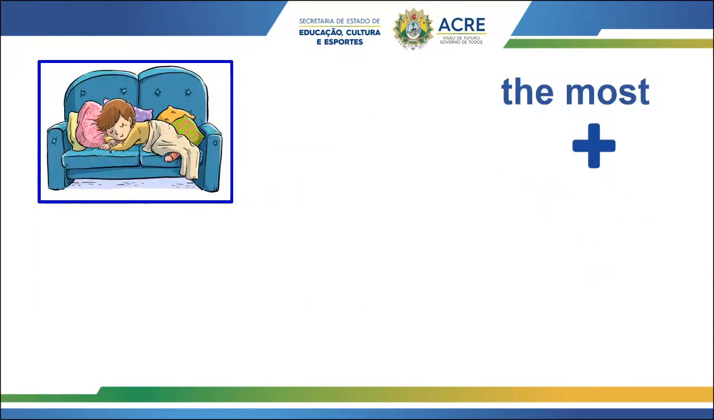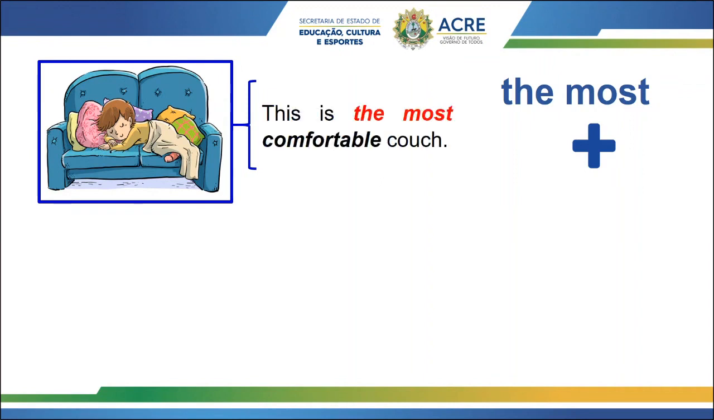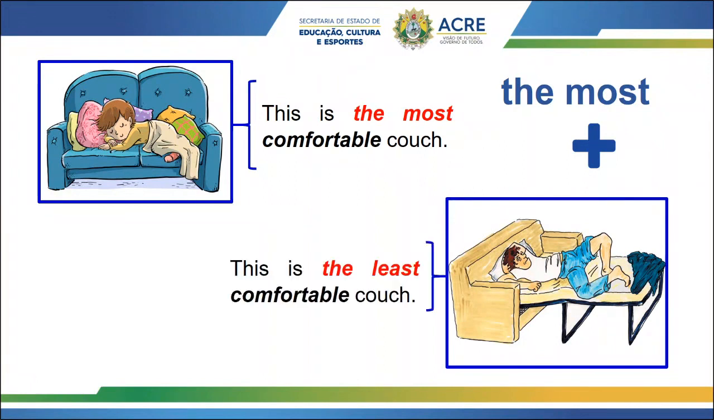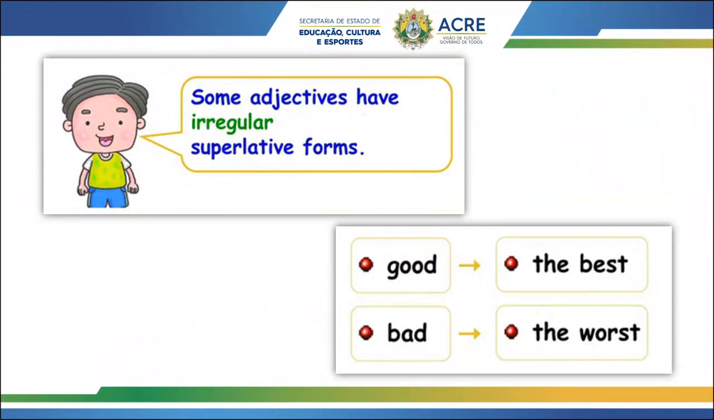Observe more examples. The most. This is the most comfortable couch. With long adjectives, we can use the most or the least. This is the least comfortable couch. Don't forget, with superlative form, long adjectives, we can use the most or the least.